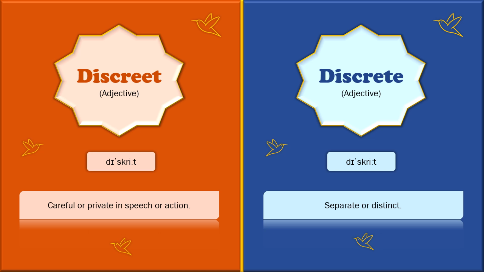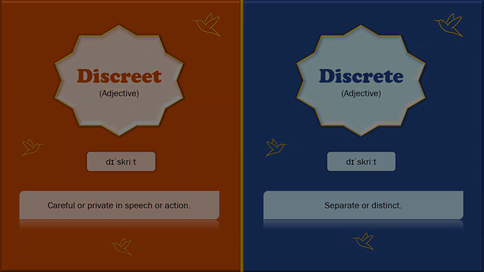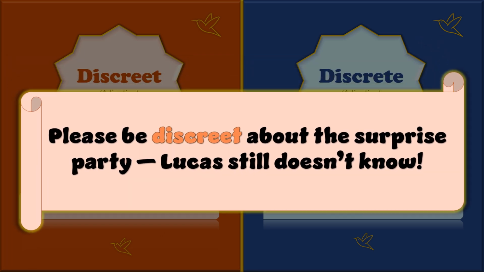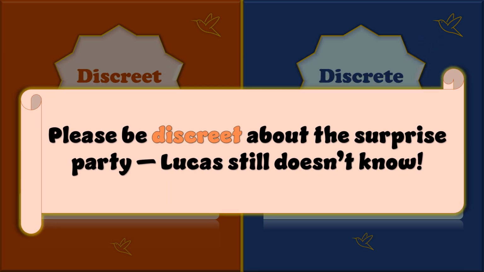Let's dive into examples to clarify the difference. Read each example sentence carefully, paying attention to the context. Notice how spelling and pronunciation match the intended meaning in each sentence.